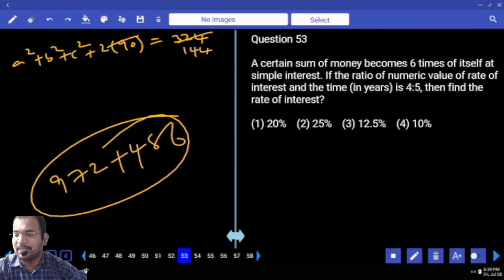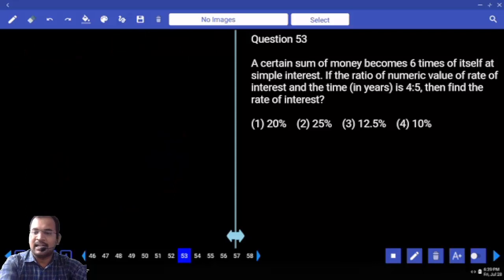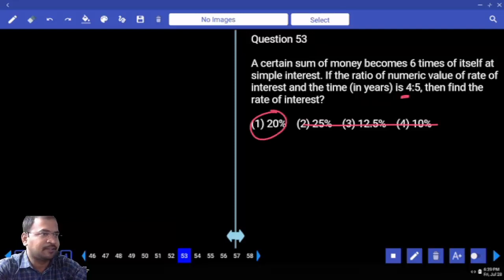A certain sum of money becomes 6 times of itself in simple interest. The ratio of the numerical value of the rate of interest and the time is 4:5. Then find the rate of interest. Now look here, rate of interest is how many parts? And our answer should be a multiple of 4. Check the options. That is your answer.